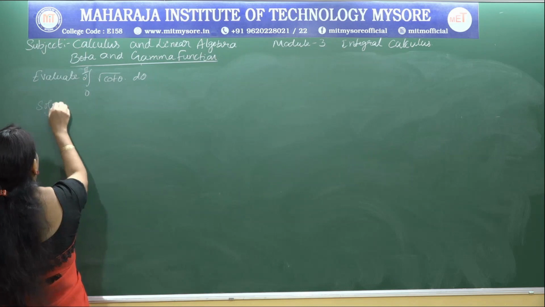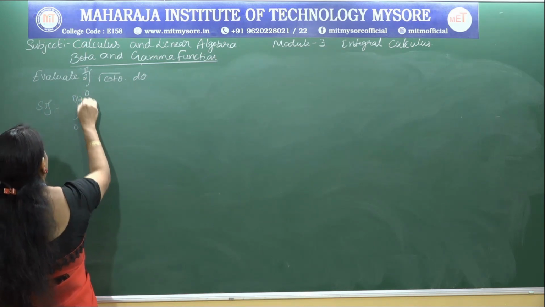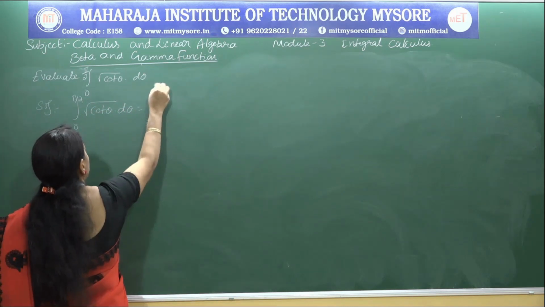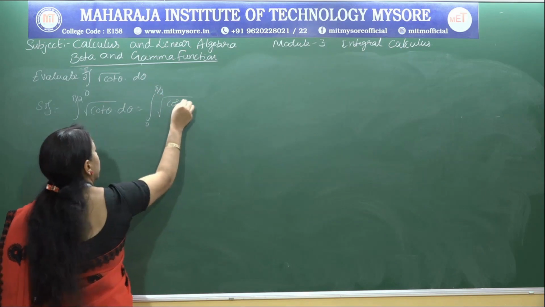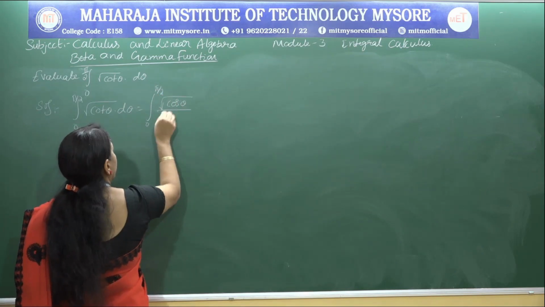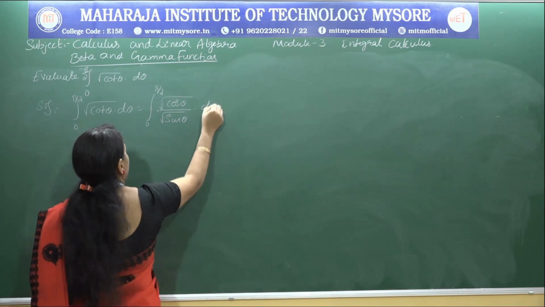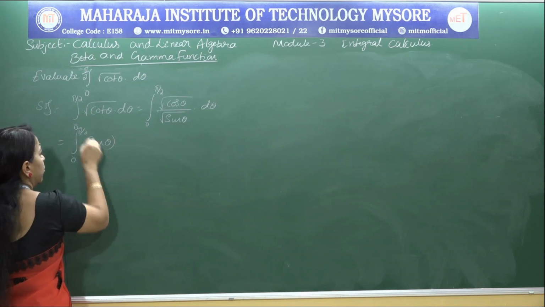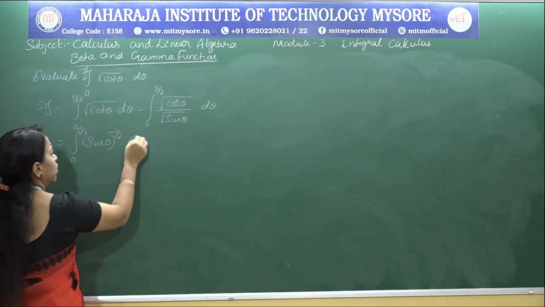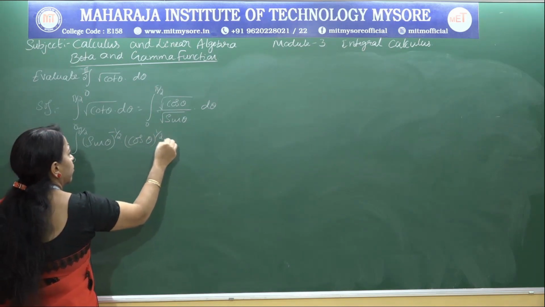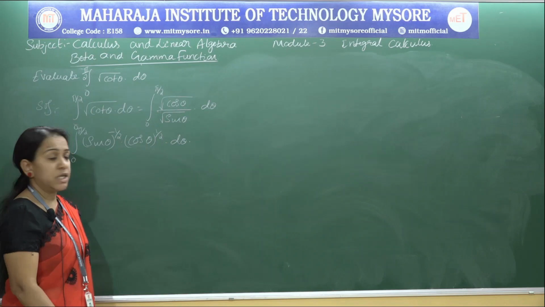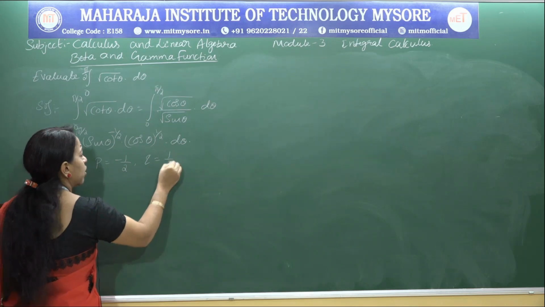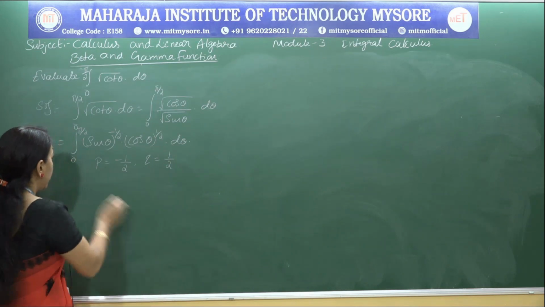So consider the given problem, that is the integral 0 to pi by 2 of root cot theta d theta. I can rewrite the cot in terms of sine and cos, that is root cos theta divided by root sin theta d theta. Or I can rewrite one more step: 0 to pi by 2 of sin theta to the power of minus 1 by 2 into cos theta to the power of 1 by 2 into d theta. Now we know the standard result. Using that, p is minus 1 by 2 and in place of q we have 1 by 2. Now apply the result.